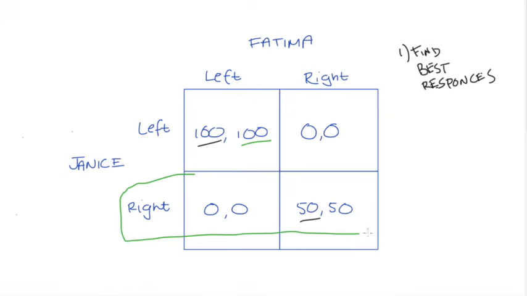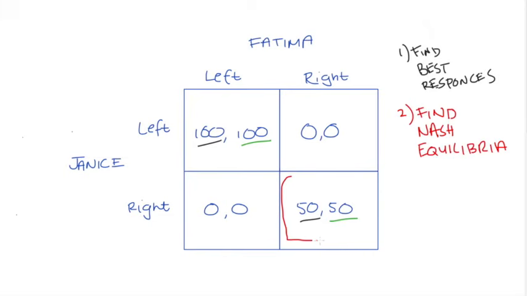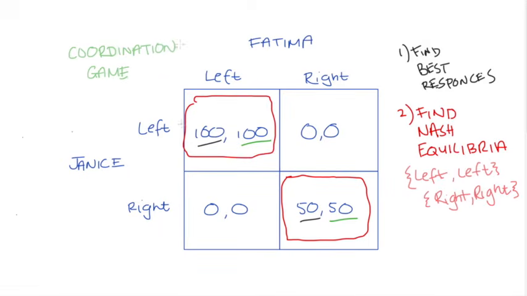If Janice goes right, we're on this row here. Fatima could go left and get 0 or right and get 50. So right is a best response. Great. So actually, when we think about our Nash equilibrium, there are 2 Nash equilibria here, which are left, left and right, right. This is an example of a coordination game, which is characterized as there being no dominant strategy for either player, which means that for both of our players, their best response changes depending on what the other player has to do. So these guys need to coordinate their responses with one another.